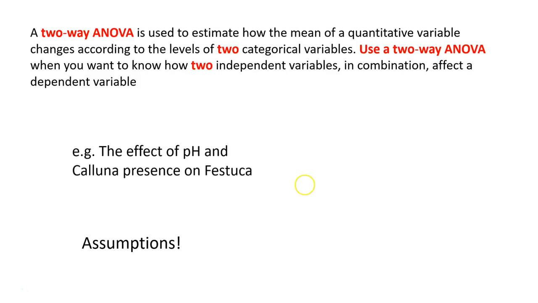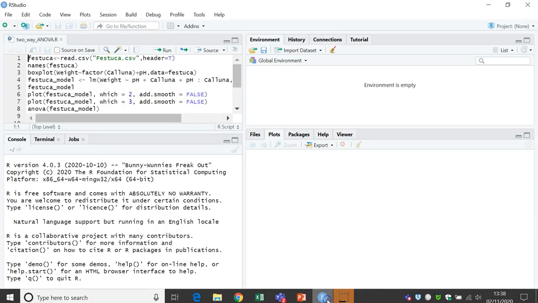The example I'm going to work through in R is actually the example that you've got in your workshop. So I think it just needs a bit more explanation. So here we're looking at the effect of pH and Kaluna present on Festuca. So we've got our two categorical variables here, effective pH, and then Kaluna presence as well. So let's have a look at how we would do that in R.